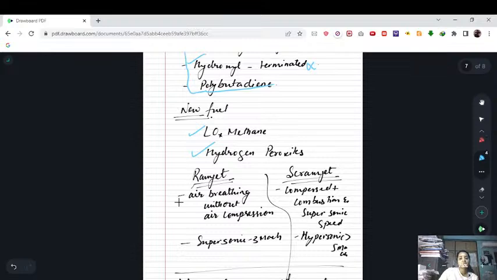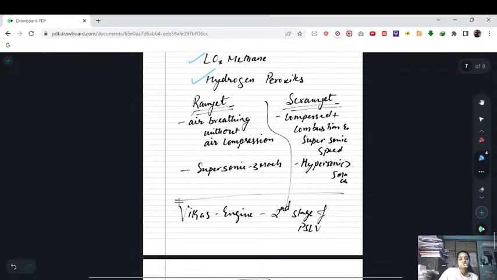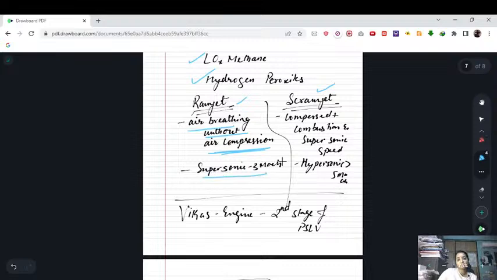Now you must have always heard about 2 types of engines, the ramjet and the scramjet engines. What is the difference between them? Now ramjet is an air breathing engine without air compression, and it gives a supersonic speed of about 3 Mach. Mach is equal to speed of light.